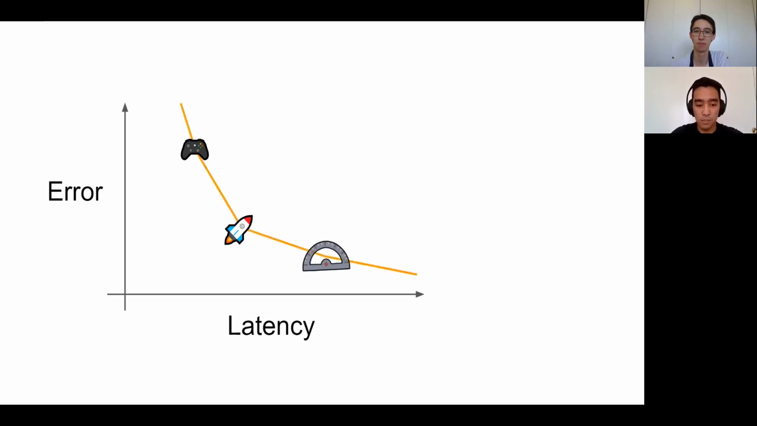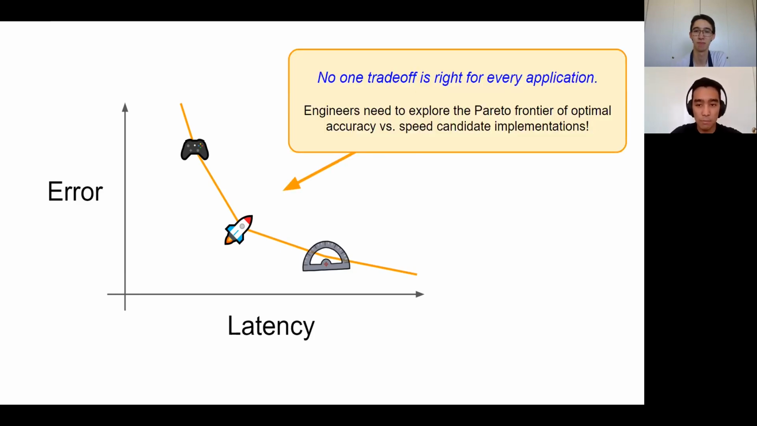So for any expression or function, we have a Pareto frontier of possible implementations. And the important thing is no one implementation is right for every application. For a particular scenario, we need to search the Pareto frontier and choose the implementation that best fits the workload.